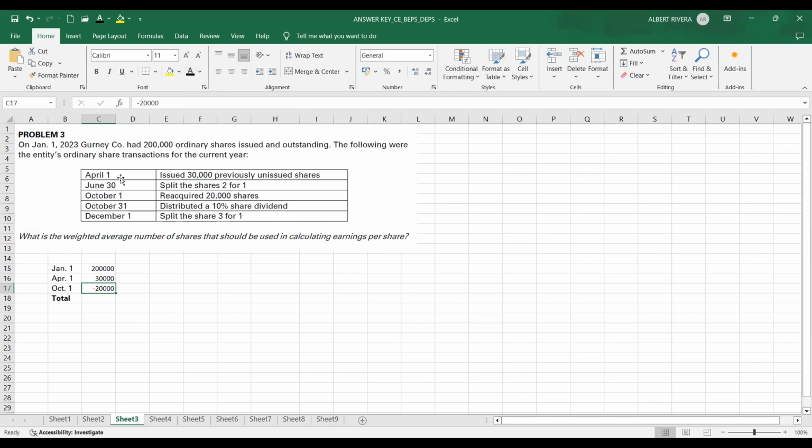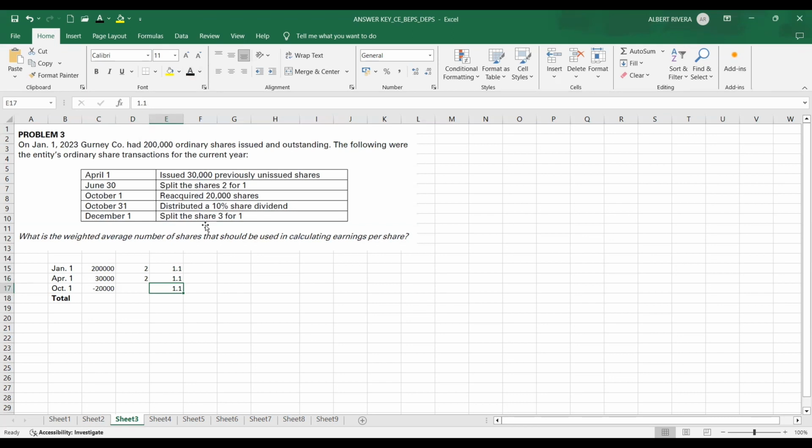Okay, sige. Ito, 200,000. Tapos, April, nag-issue ng 30,000. Okay, tapos nagkaroon ng split na 2 for 1. So, mag-split muna to. So, this is times 2 times 2. Tapos, October 1, nag-reacquire ng 20,000. Okay? Then, nag-distribute ng dividends, 10%. So, this would be 1.1.